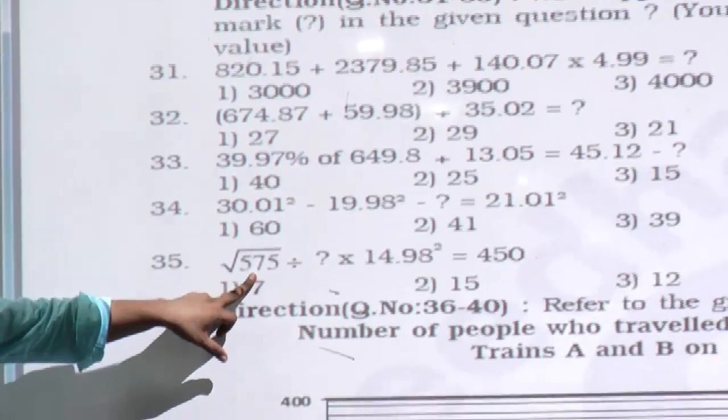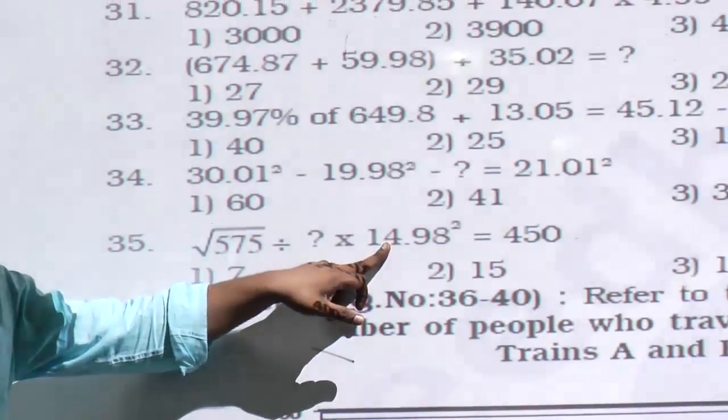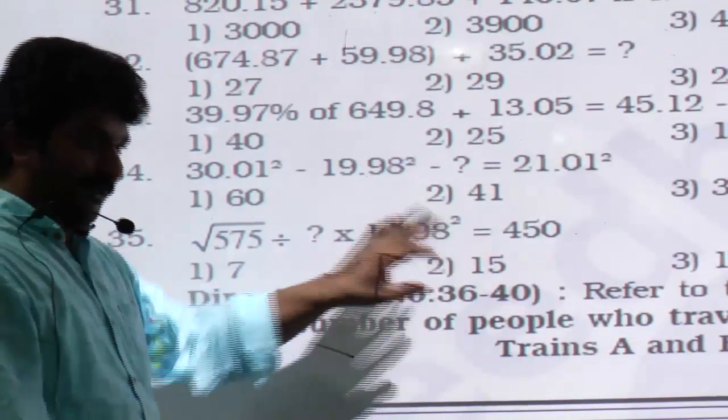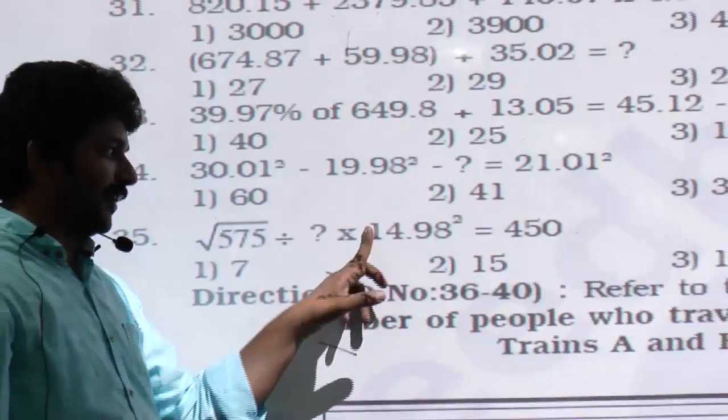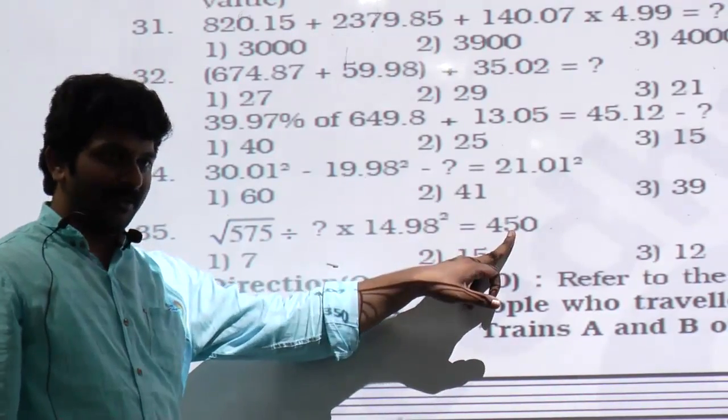576, 24. 24 divided by something, keep it aside, into 15 square. Wait, 15 square, keep it like this, 15 into 15, okay, is equal to 450.